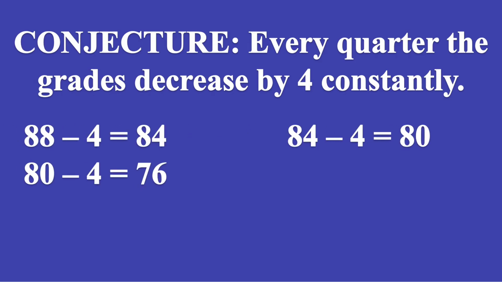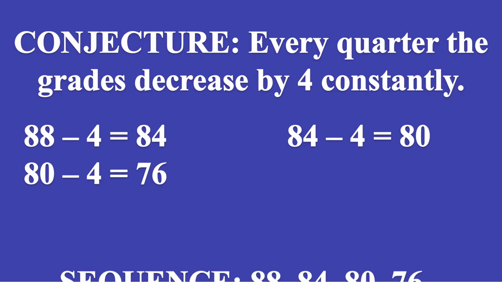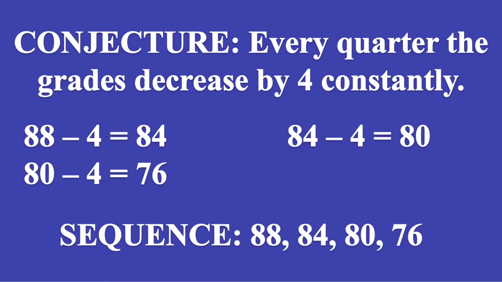From 88, when you subtract 4, the answer is 84. 84 minus 4 equals 80. 80 minus 4 is 76. The terms generated in this example are 88, 84, 80, and 76.